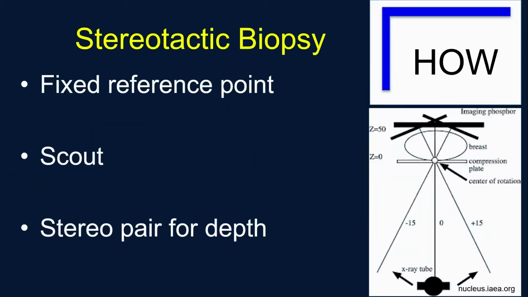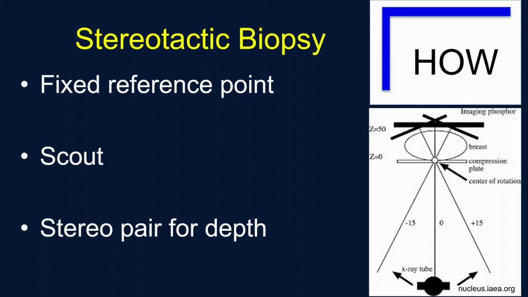So how does stereotactic biopsy work? Most of you probably already know this, but there is a fixed reference point. You start by taking a scout image, and the point behind that is that now you know your skin entry point, your X and Y coordinates. Then you're taking a pair of images 15 degrees off of midline on each side, and based on how the lesion moves relative to that scout image, you can actually, using basic algebra, calculate where in the breast, or how deep in the breast, that lesion is.